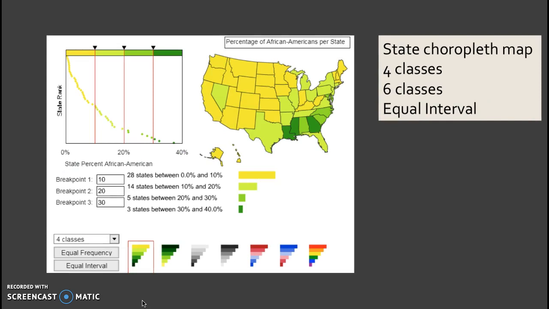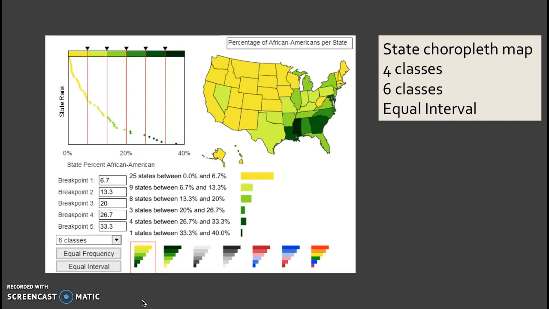So here's a state-level choropleth map with 4 classes, and now the breakpoints are set to equal interval. All of the breakpoints fall according to the percent of the population that is African American, so 0 to 10%, 10 to 20%, and so on. And now with equal interval, this allows you to see more variation between the states of the American South. Changing the number of classes to 6 and keeping equal interval breakpoints really emphasizes the variation among southern states. And now we've got Mississippi standing alone in the highest category.